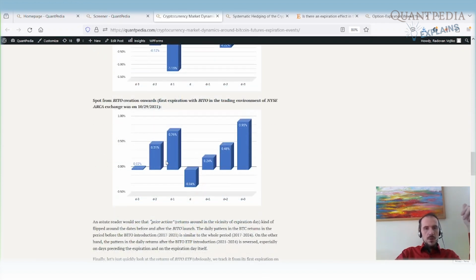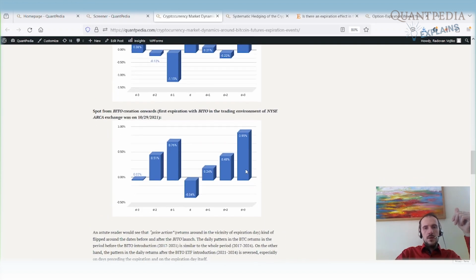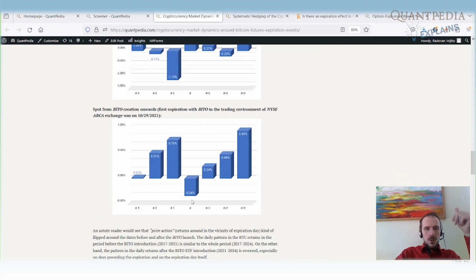So what it means is that after the first Bitcoin ETF, which was actually built on Bitcoin futures, was introduced, there was a difference in the pattern. So the performance during the expiration day was significantly negative. The performance the day before the Bitcoin futures expiration was significantly positive, and also the Monday performance is still significantly positive. So there is no difference in the Monday performance, it's just significantly higher, but here we have a significant difference to the price action before.